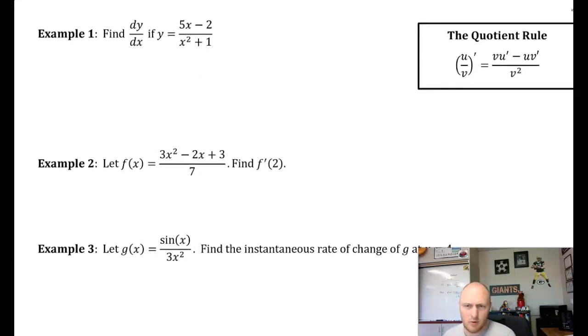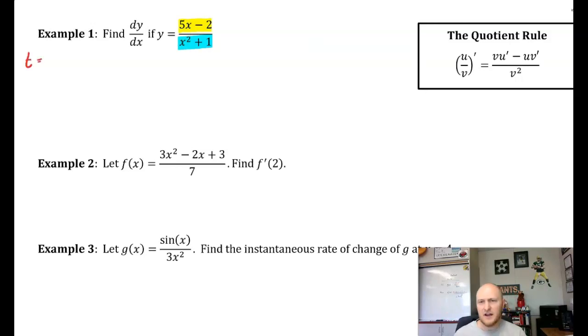Okay, let's go ahead and apply this. Example number 1. Find dy dx if y is equal to 5x minus 2 over x squared plus 1. What you need to see is I have one function being divided by another function. And that's very, very important. One function being divided by another function. So I have multiple inputs, right? Multiple x's. Something I did in the product rule video.